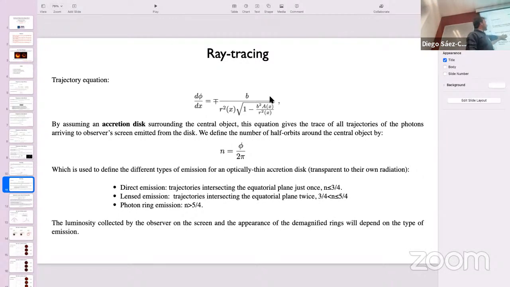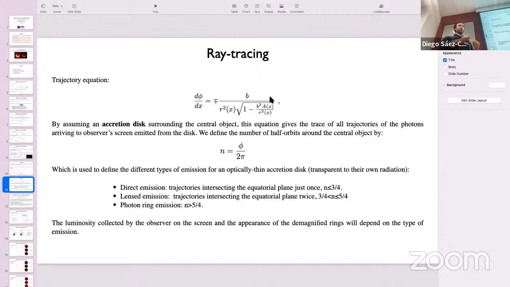So we classify this in three types of emission. The direct emission, that is basically the photon that we detect has been just deflected but has not gone around the central compact object. Then the lensing emission that is telling us information about trajectories that cross the equatorial plane twice. And then the photon ring emission that are going to be emission from photons that go around the central object at least once. What we will see is that, for our purpose, the important emission, because it is what may be different from one spacetime to another, is the photon ring emission.